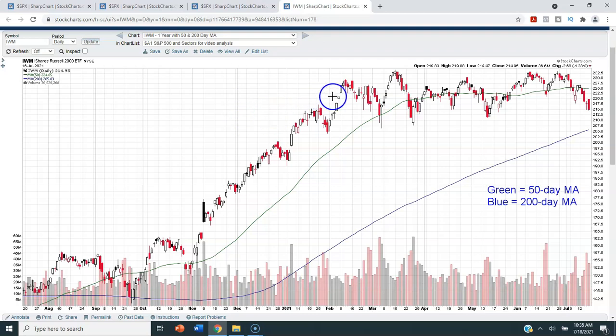And what we can see here is the Russell 2000 has made absolutely no progress since kind of the middle of February right here, right? So here's February, you go to the middle. I mean, we got just a hair higher in March, but we have really just been going sideways since the middle of February in the IWM.